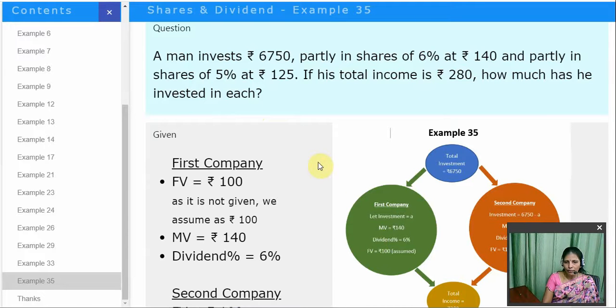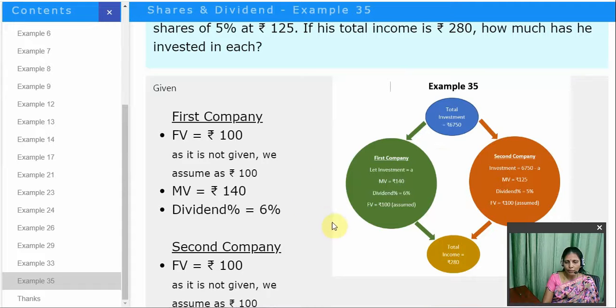Now I have tried to show this in the diagram so that you get a clear picture. This is his total investment, 6,750, the amount he is investing in two companies. Many will make the mistake of dividing this equally, half here and half here. That is very wrong. It's not given in the question, so you cannot take it like that. We need to assume. So this is the total investment.